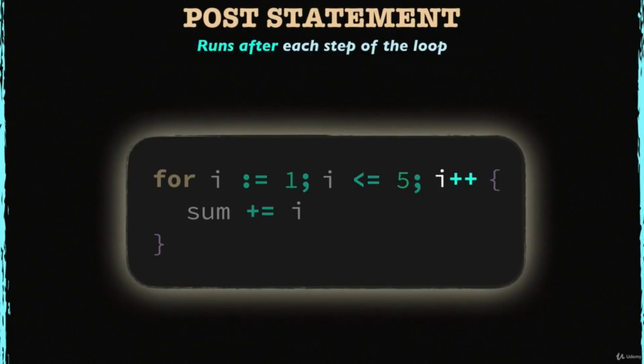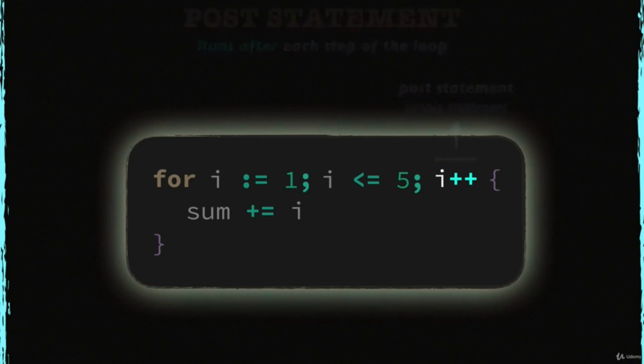Okay, this is the post statement of the for loop. Like the init statement, this is a simple statement, so that's why I can use an inc statement here. This statement will be run after each step of the loop. So Go will first run the statements inside the for statement's block, and after that it will run this statement. I've just used an inc statement here for incrementing the I variable. So the I variable will keep incrementing until the loop ends.